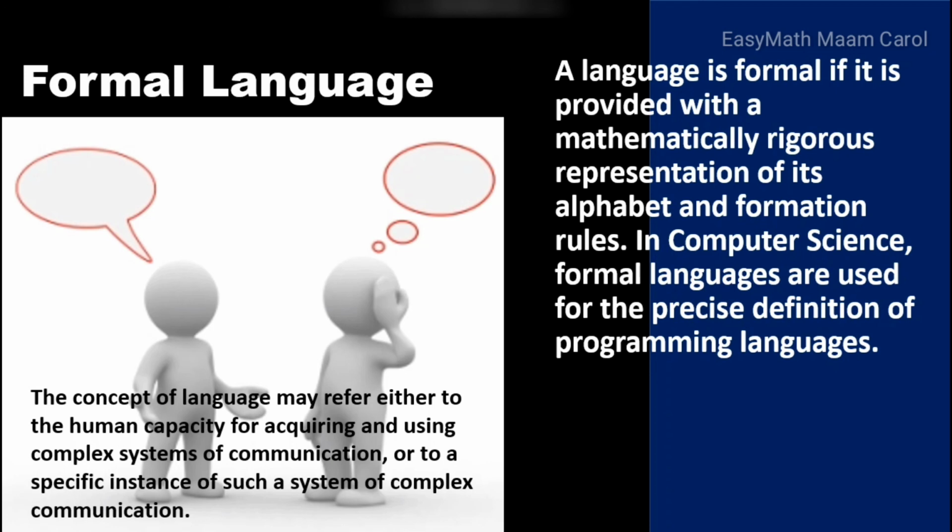So, generally, pag sinabi mong language, it is a form of communicating from one individual to another. But when it comes to automata theory and formal language, it says here that a language is formal if it is provided with a mathematically rigorous representation of its alphabet and formation rules. In computer science, formal languages are used for the precise definition of programming languages. So, hindi ito katulad nung paraan ng pagko-communicate ng isang tao sa isa pang tao, but it is a programming language that allows us to use yung mga digital forms.